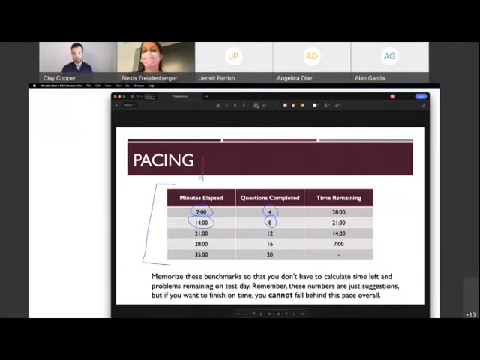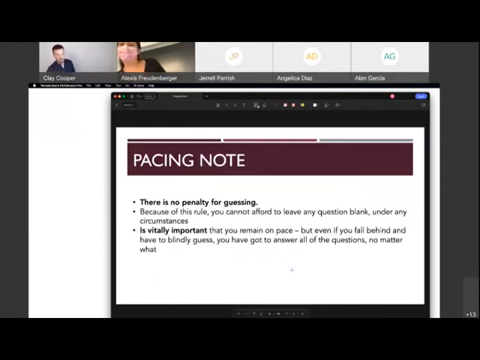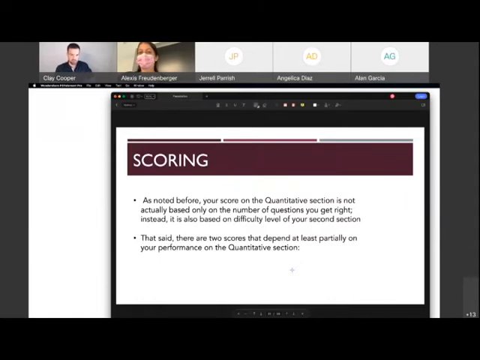And notice I've given you the minutes elapsed in the left-hand column and the time remaining in the right. So you can approach it from either direction, either counting up or counting down. All right, cool. Remember, there's no penalty for guessing. I'll stop threatening what I'm going to do if you don't answer a question. Just please, for the love of Pete, make sure that you answer.